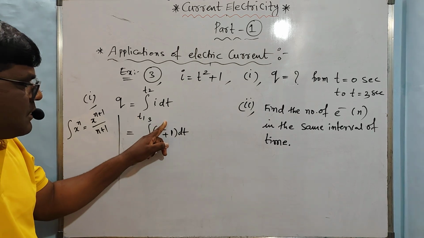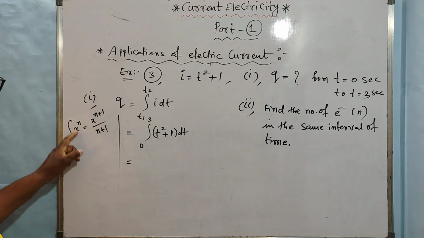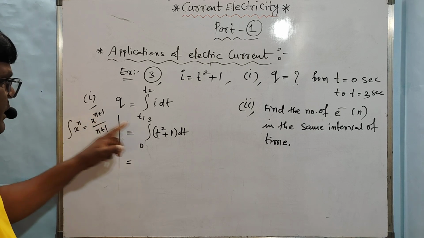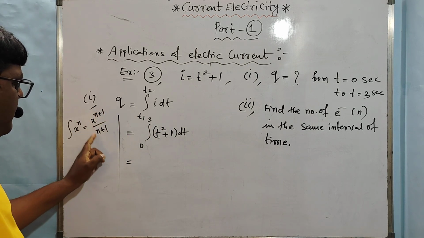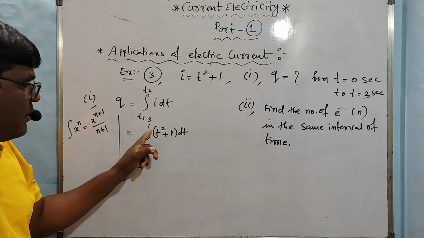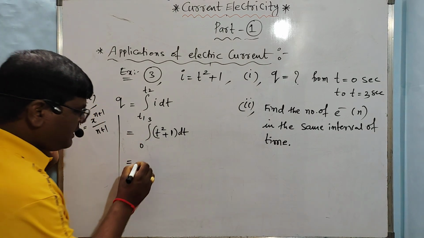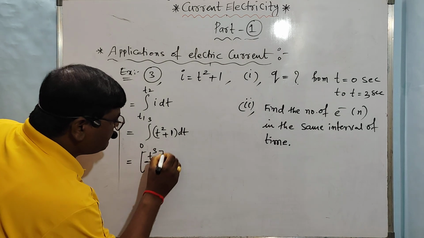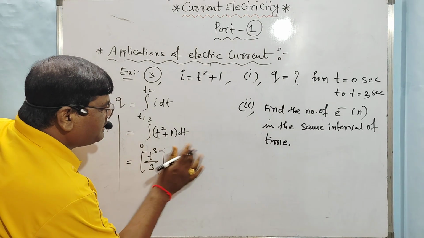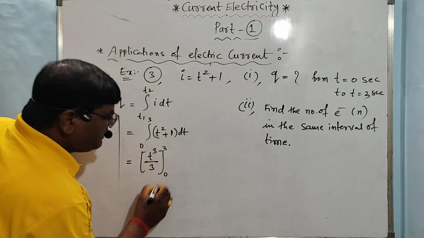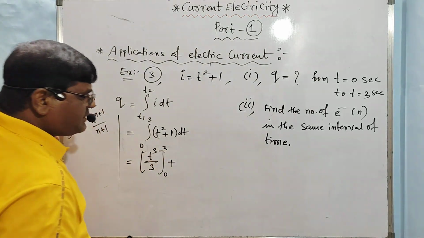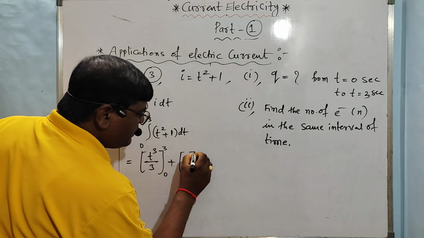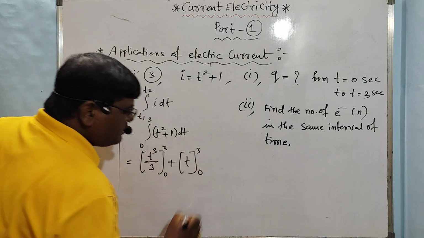So integration of t square is nothing but t to the power of 2 plus 1 by 2 plus 1, that is t to the power of 3 by 3 is the answer, right? So that is t cube by 3. Upper limit is 3 here, lower limit is 0. Okay, it is clear. Now plus integration of 1 into dt, that is equal to t, with limits 3 and 0.